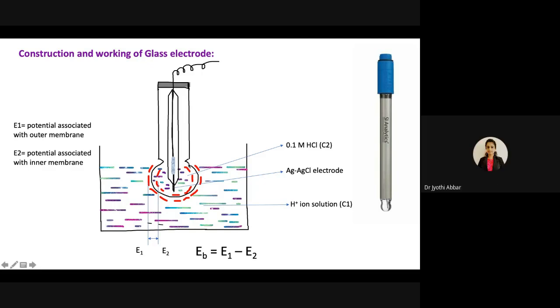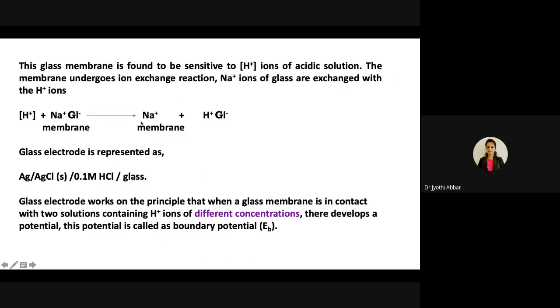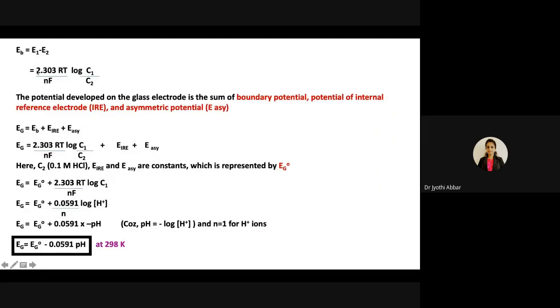So this glass electrode works on the principle that when a glass membrane is in contact with two solutions containing H plus ions but of different concentrations, it develops a potential called the boundary potential. The boundary potential will be the potential associated with the outer membrane minus the potential associated with the inner membrane. Now we substitute the Nernst equation, one for E1 and one for E2, with the respective concentrations C1 and C2, and we get the simplified version as 2.303 RT upon NF log of C1 upon C2.